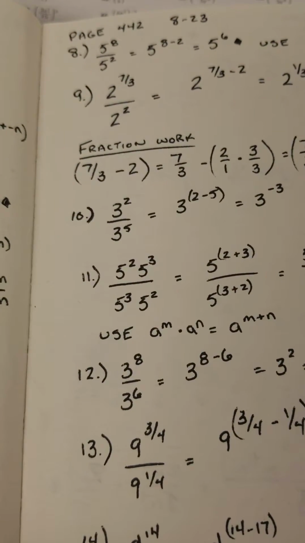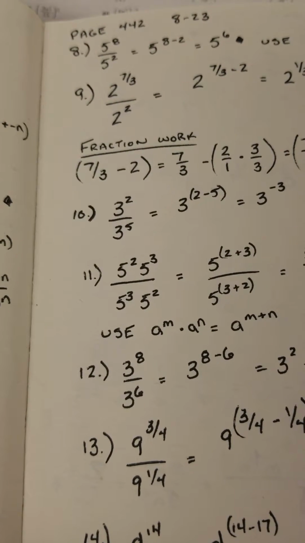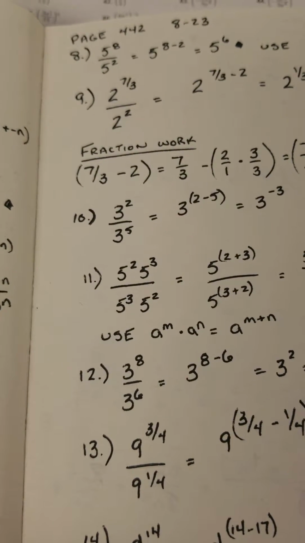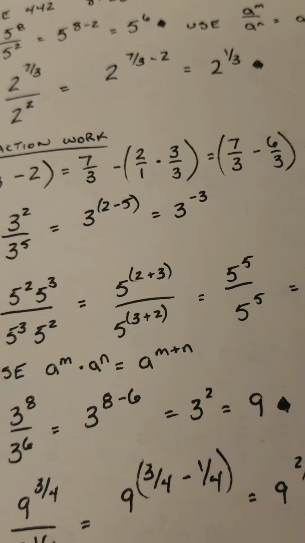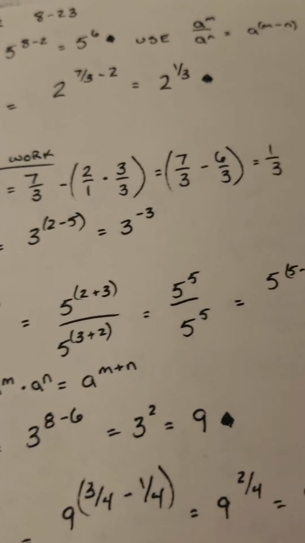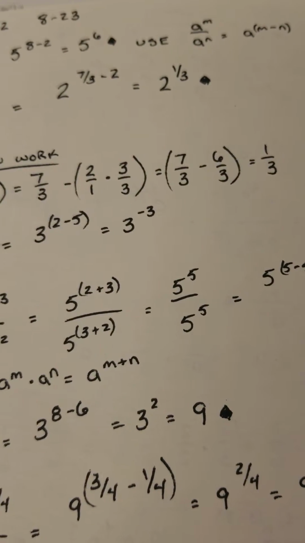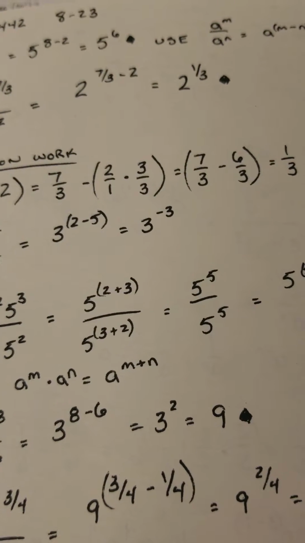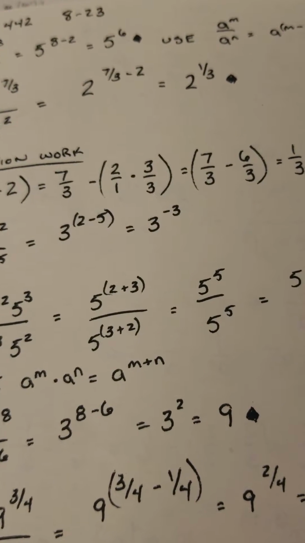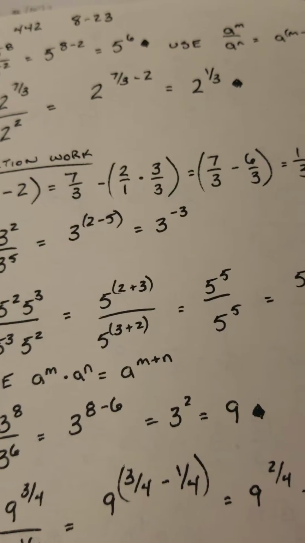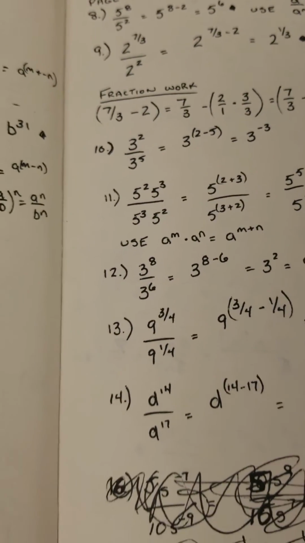Number 10, pretty easy. We have 3 to the 2nd power over 5 to the 5th power. You subtract, you get 3 to the negative 3rd. Now you could drop that down if you wanted to and go 1 over 3 to the 3rd power. We use that rule, and that would ultimately be 1 over 27 if you went all the way through.